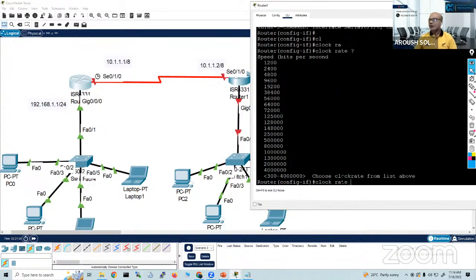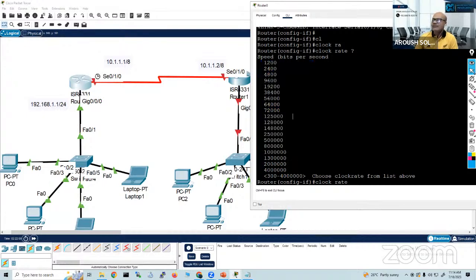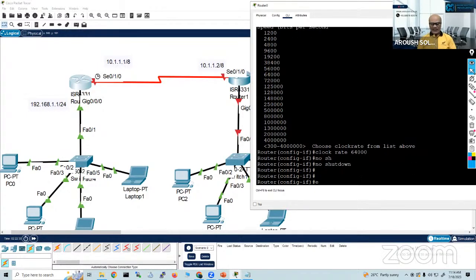If you give the question mark after clock rate, you can see this is the range where you can set your clock rate. Default is 56 and 64. Depending upon the cable speed and bandwidth, some people use optical fiber cable, so we can set the clock rate accordingly. Right now I will use 64000 here. Then no shut.